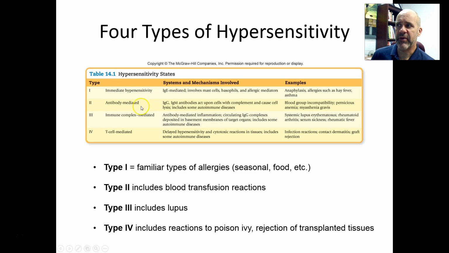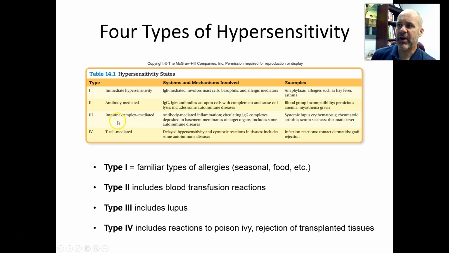Type 2 also involves antibodies, but they're IgG and IgM, and they attach to things inappropriately. And we also talked about how those antibodies attract in the complement proteins and trigger complement and membrane attack complexes to form in the things that those antibodies attach to. So this is a type of hypersensitivity where you are inappropriately making IgG and IgM antibodies to something, and it triggers the complement system to come in and get involved.